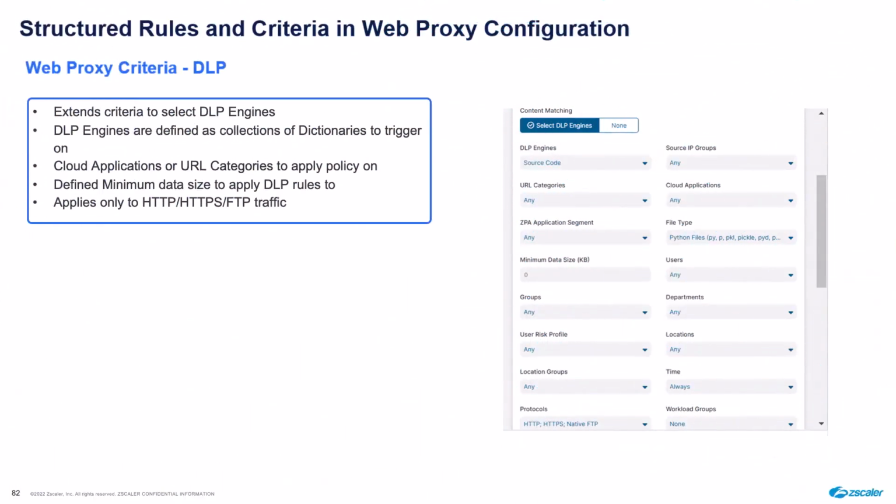For data loss prevention rules, the criteria extend to include the DLP engines, as well as the cloud application information, the file type information, and a minimum size for that object to trigger on. Again, the user, group, department, location groups, and time and protocols all apply, but the protocol can only be HTTP or HTTPS or native FTP for this rule to trigger.